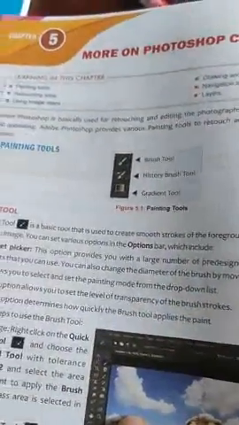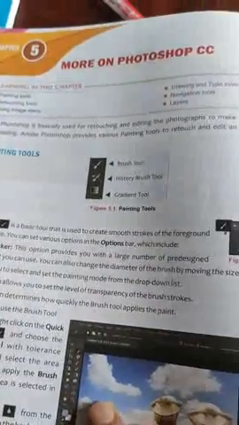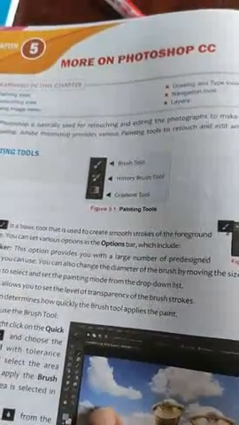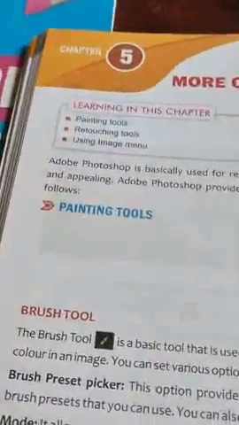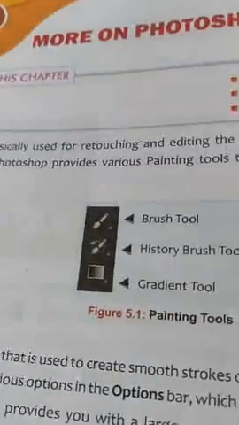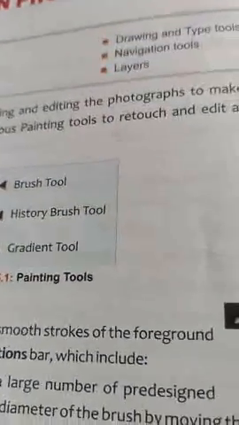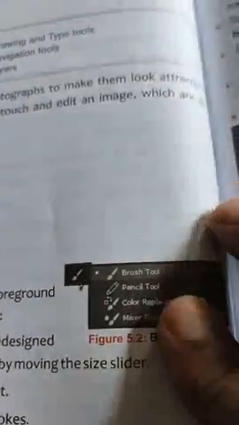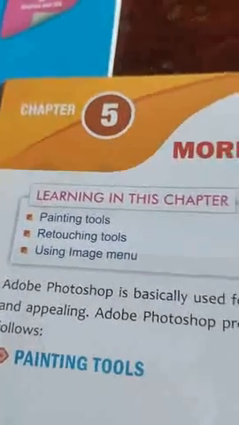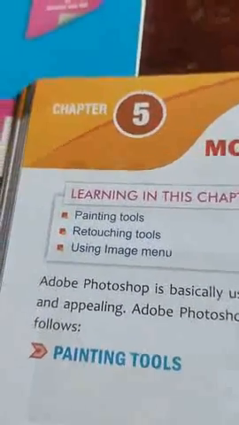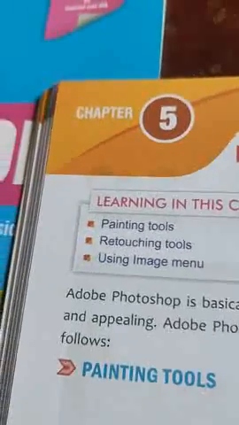Ashok Kumar Mishra, today going to continue with the 5th chapter of class 8, more on Photoshop CC. Photoshop CC में Photoshop का जो ये CC वर्जन है उसमें ज़्यादा और कुछ क्या है. Adobe Photoshop is basically used for retouching and editing the photographs to make them look attractive and appealing. मतलब कोई भी चीज, कोई भी फोटो है, फोटोग्राफ्स है, उसको अट्रैक्टिव बनाने के लिए और किसी को अपने तरफ आकर्षित करने की जो क्षमता डेवलप करता है वो फोटोशॉप है.